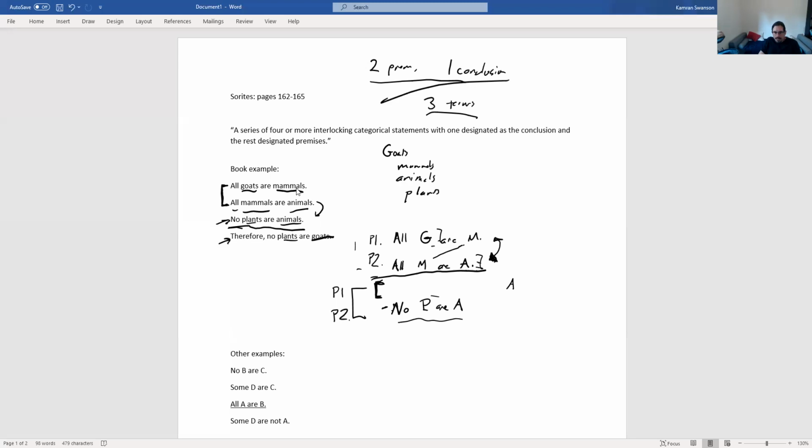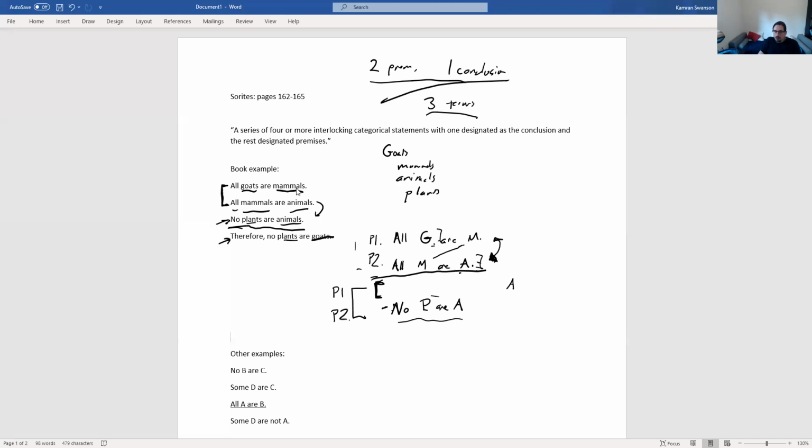We know that we're going to have the A and the G. Okay. We know that if we had all A, R, G, then the A would be in the subject slot of an A statement, and therefore it will be distributed, and it will need to be distributed up here, but it's not. So it can't be all A, R, G.